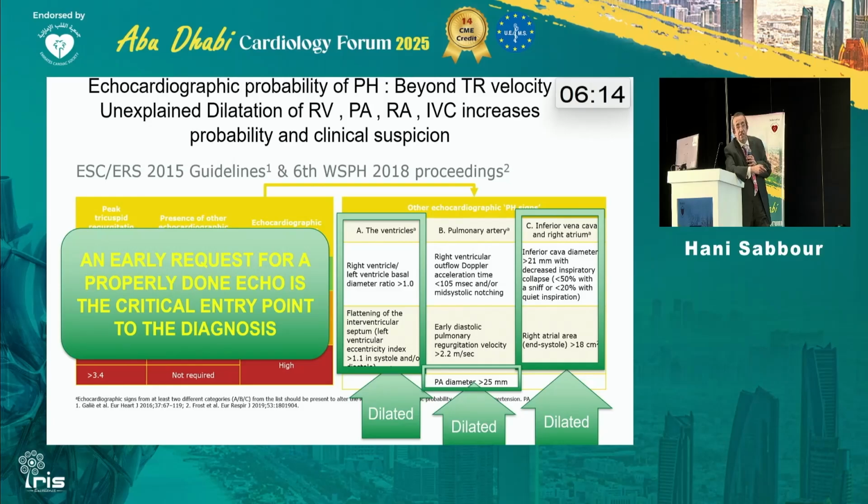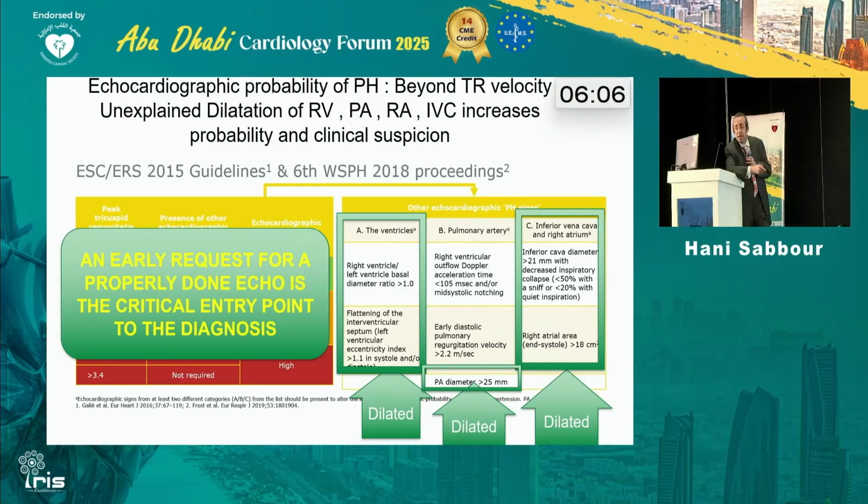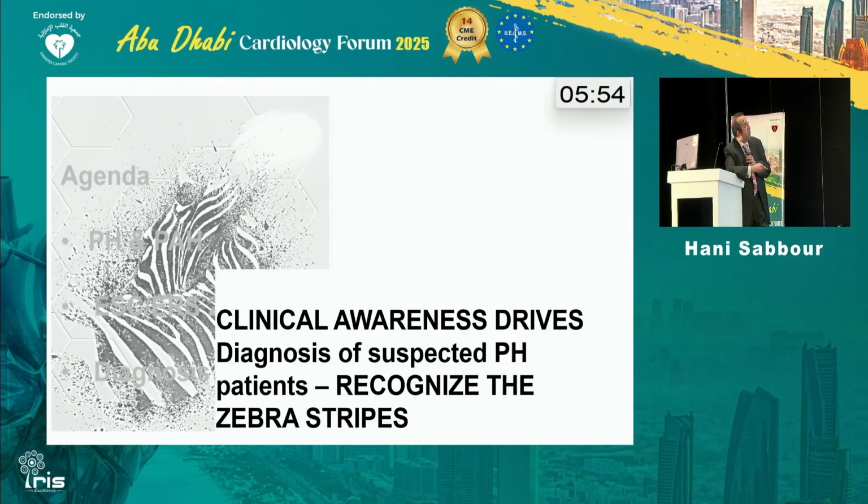You look for eccentricity index, which is D-shaped septum. You look for a dilated pulmonary artery. You look for the IVC or right atrium. And you must look at the pulmonary early diastolic, the pulmonary regurgitant velocity, or the RVOT acceleration time. Any of these equal pulmonary hypertension. Any one of them, even if the TR velocity is not elevated. So remember, zebra is an uncommon animal, but this is a dangerous disease and we have to think about this diagnosis.